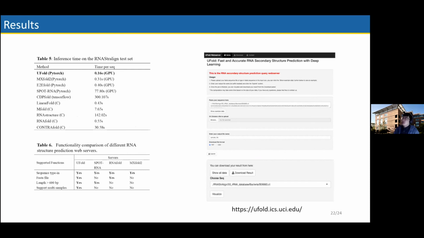And benefiting from the fully convolutional network model and the GPU acceleration, UFold is faster than other learning-based and also thermodynamics methods. Although our draft is still currently under revision, our web server is up and running. So if you want to try out your sequences, you can try our web server. We support FASTA files with multiple sequences, so it's very convenient to use. Many other web servers don't actually support that.